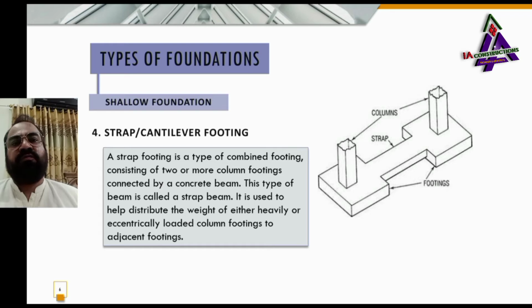Fourth type of shallow foundation is strap or cantilever footing. A strap footing is a type of combined footing consisting of two or more column footings connected by a concrete beam. This type of beam is called a strap beam. It is used to help distribute the weight of either heavily or eccentrically loaded column footing to adjacent footing.